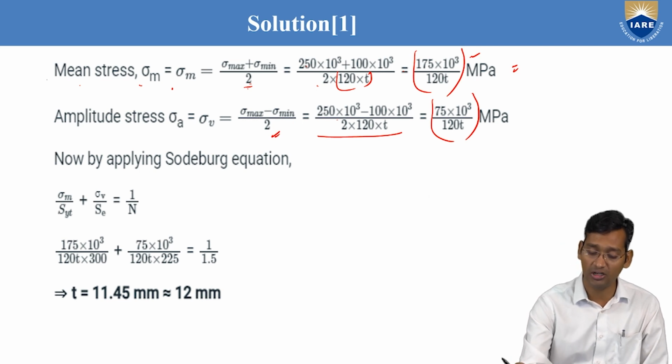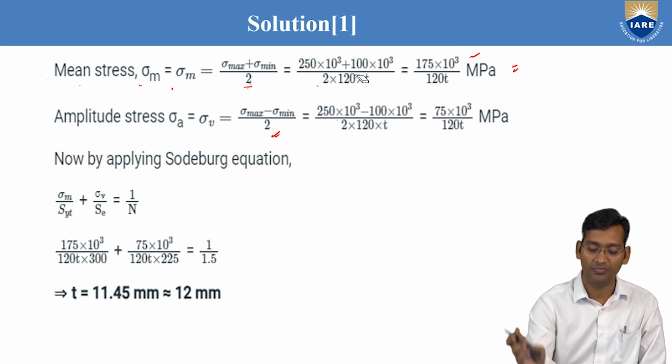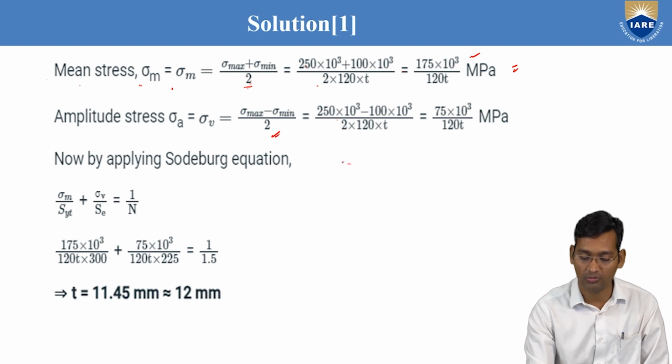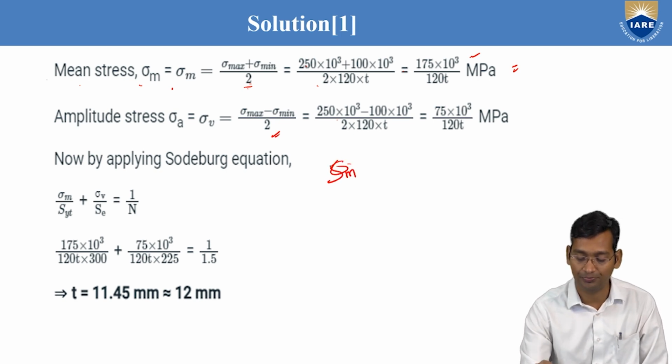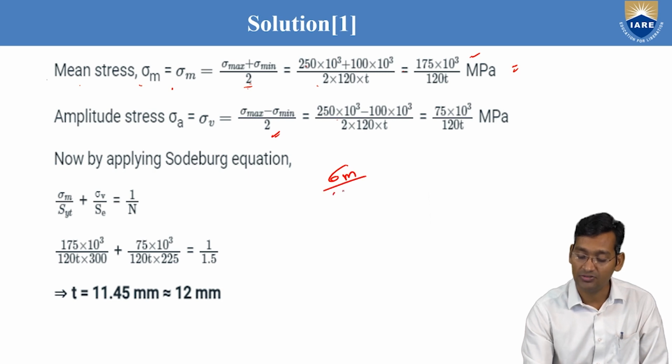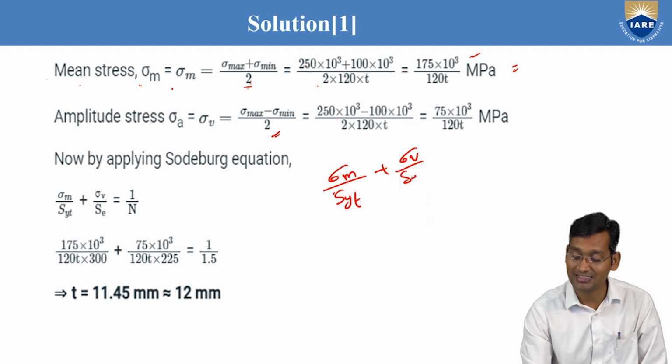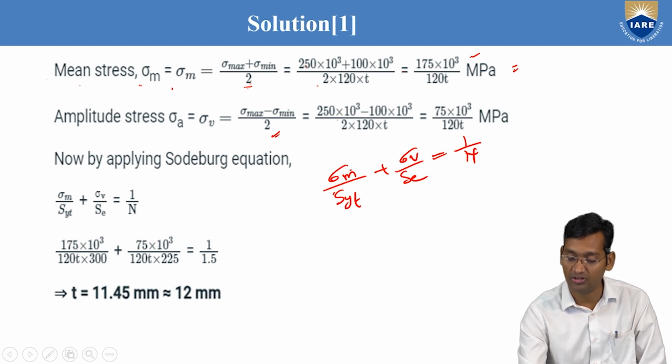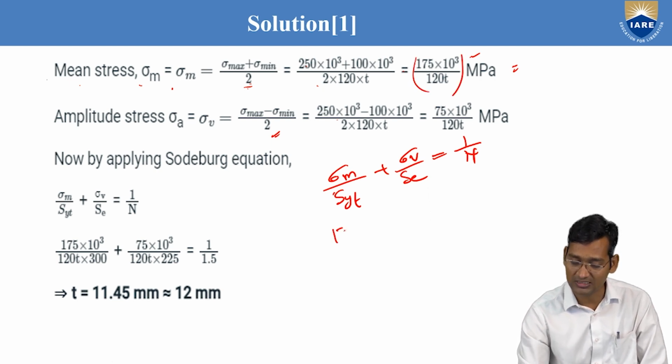Now the next step is to just apply the Soderberg equation. So what was the Soderberg equation? Sigma m by SYT plus sigma V by S endurance limit equals 1 by n. Sigma m, we just found how much it is, that is here. So put that value, 175 into 10 to the power 3 divided by 120 T.